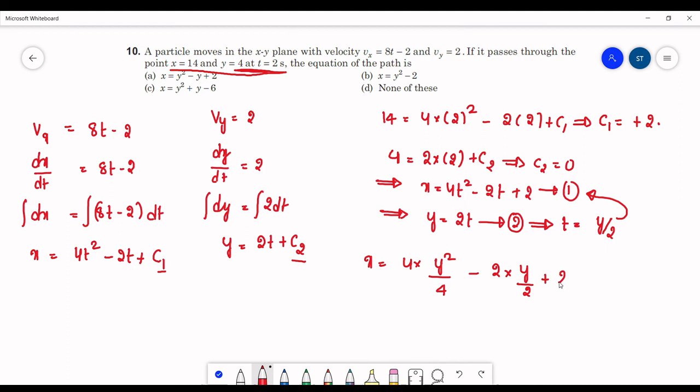So here 2 will get cancelled out, 4 will get cancelled out. So the expression for x will be equal to y square minus y plus 2. So option A will be the correct option.